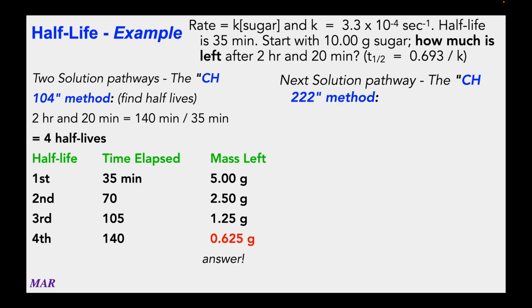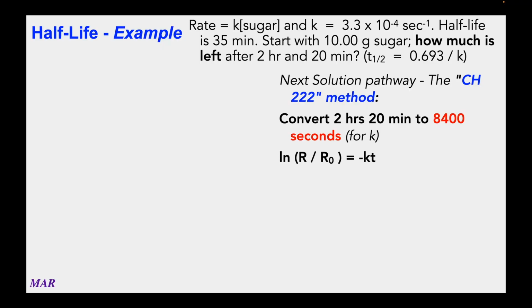But a much, much better way to do this is to use the first-order integrated rate law. Now, a couple of things about this. K is in inverse seconds, and we have hours and minutes. So you have to convert hours and minutes into the same kind of units as K. So 140 minutes, which is what we saw earlier, times 60 seconds per minute, is going to give you 8,400 seconds. That's going to be the T value here. And we know that R0, how much we start with, is 10 grams. We have the K value. We just calculated T. So the only thing here we don't have is R, how much is left.